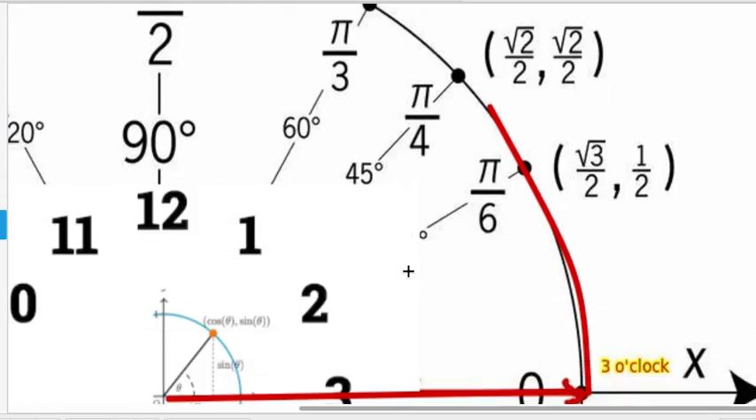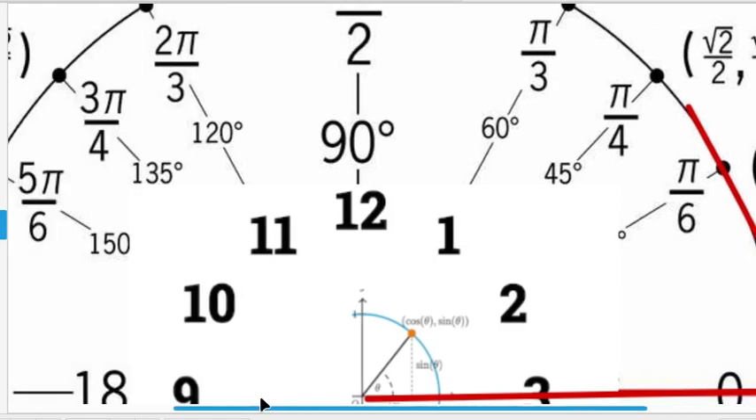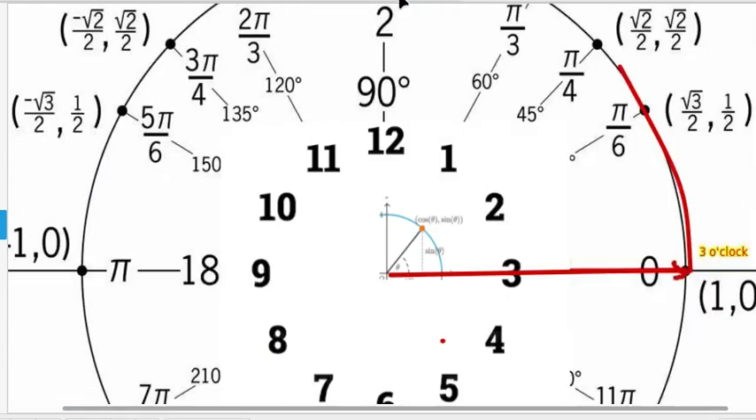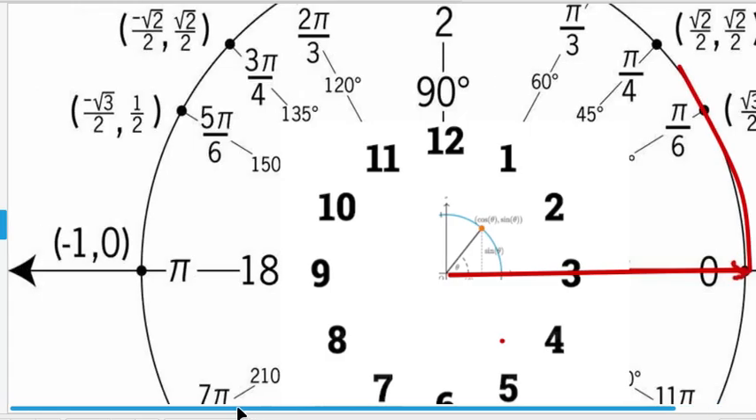3. 9 o'clock, 180 degrees or pi radians. At 9 o'clock, the clock hand points directly to the left. This is 180 degrees or pi radians. The coordinates are -1, 0, where -1 is the cosine and 0 is the sine.